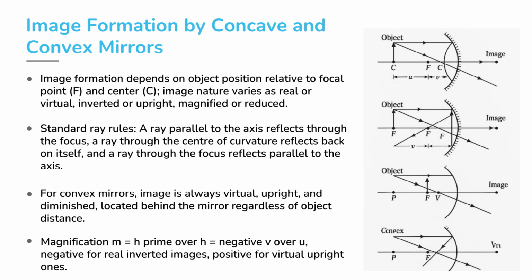For convex mirrors, however, the image is always virtual, upright, and diminished. It always appears behind the mirror, no matter where the object is placed. Magnification is given by the formula m equals h prime over h, which is equal to negative v over u. Magnification is negative for real inverted images and positive for virtual upright images.